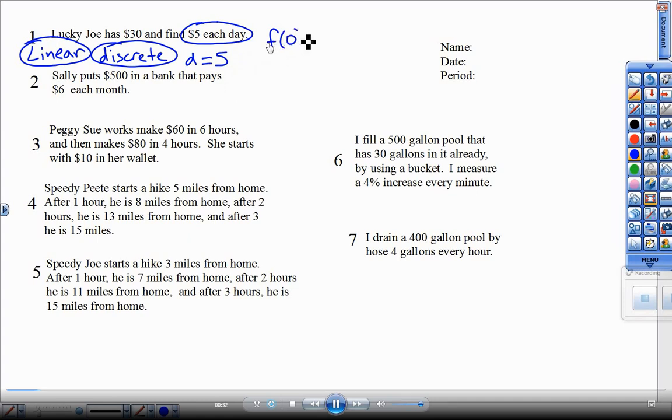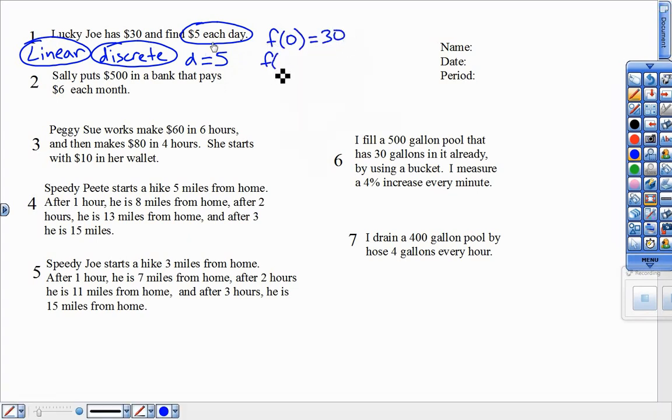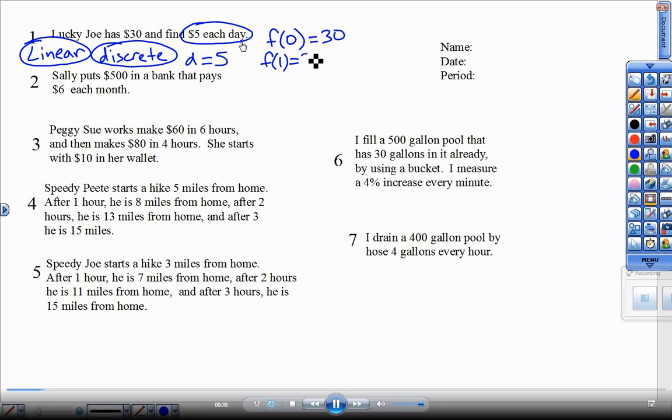For writing the equation for this one, the 0 term is 30. And if I add 5 to that, the first term is 35 if I use that to write the equation. All right, the next one.